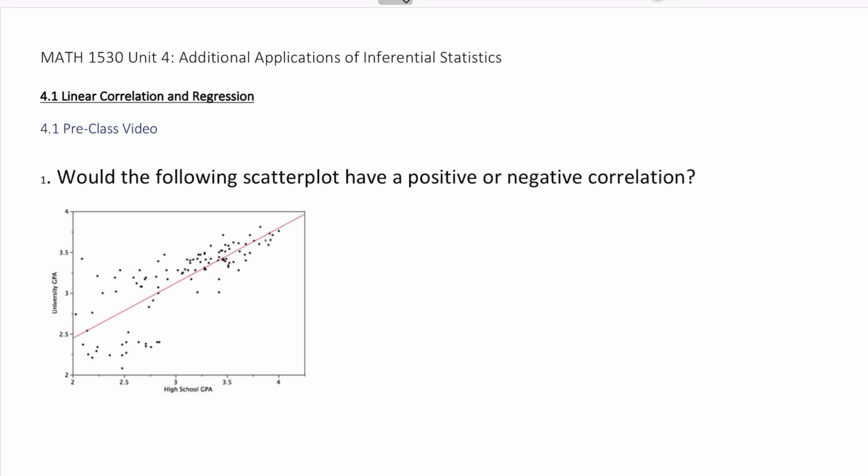Hey, Christina. Hey, Susan. We're on the last unit, aren't we? And we are going to do linear regressions. Linear correlation and regression. Yes.